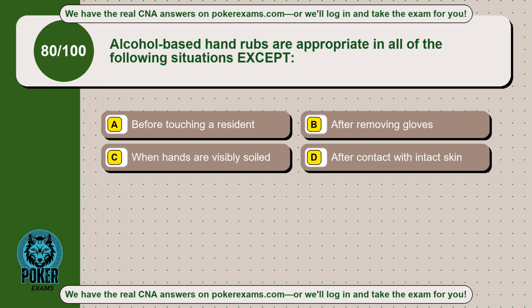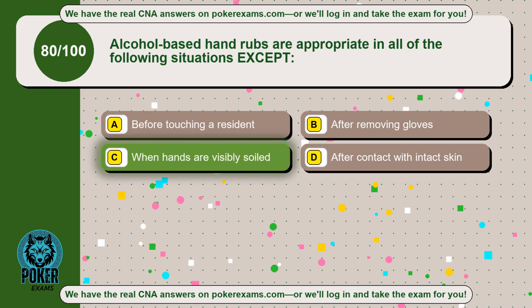Question 80. Alcohol-based hand rubs are appropriate in all of the following situations except: Option A: before touching a resident. Option B: after removing gloves. Option C: when hands are visibly soiled. Option D: after contact with intact skin.